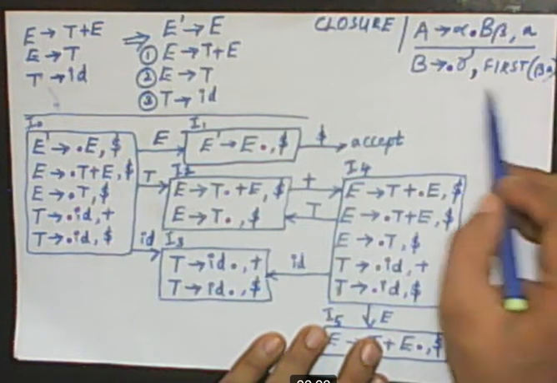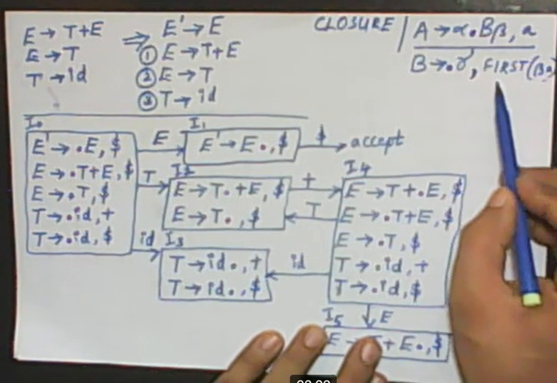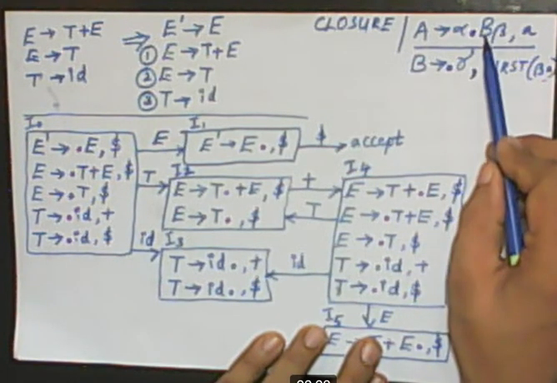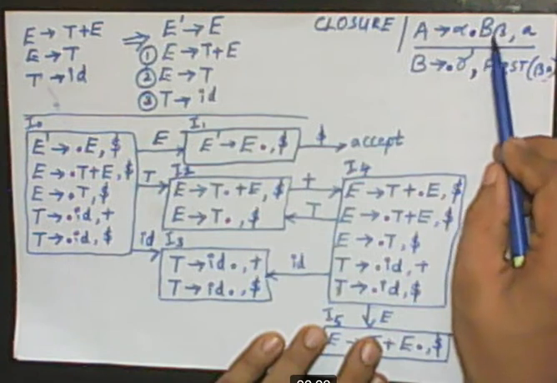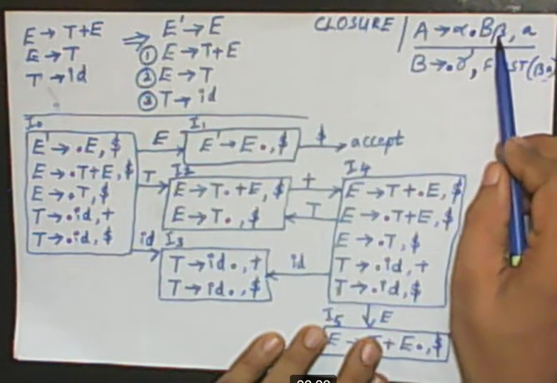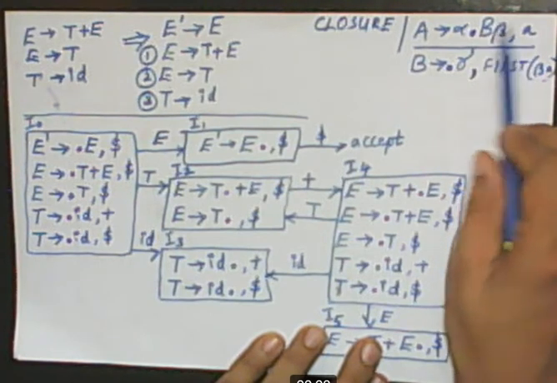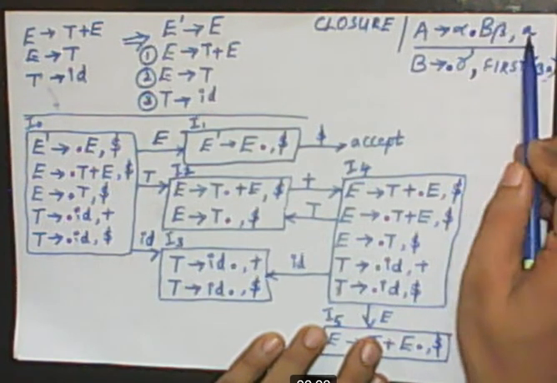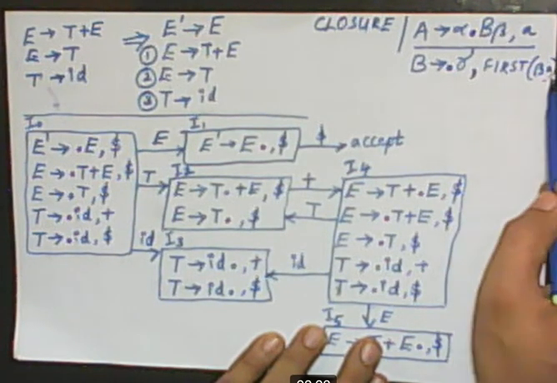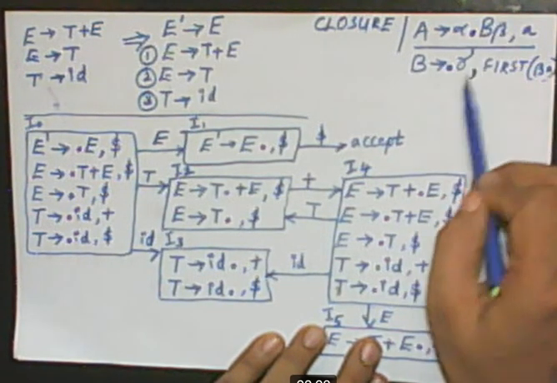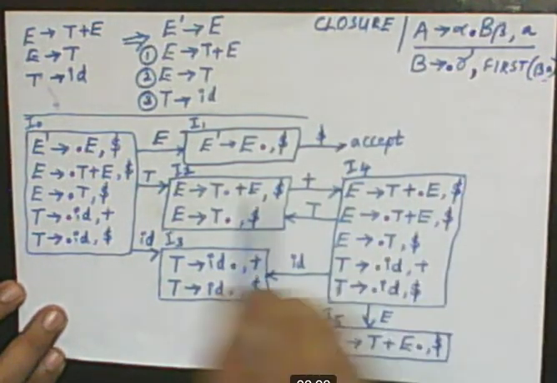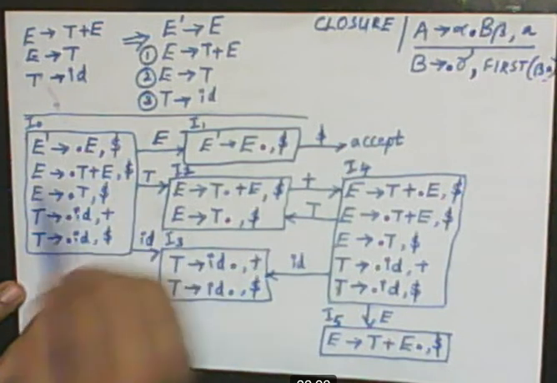The second section, how do you find this? You are adding all those items with B on the left side. So whatever remains on the right hand side of this particular item, that is beta and a, you get a combination of this beta a and take the first of this combination. First of beta a will be the look ahead for this newly added item as part of finding the closure. Okay, so we have found this.